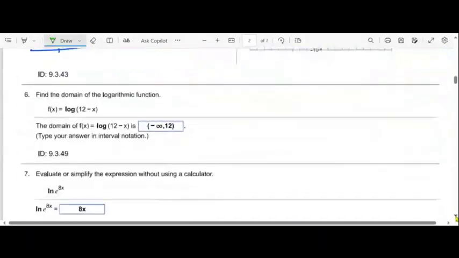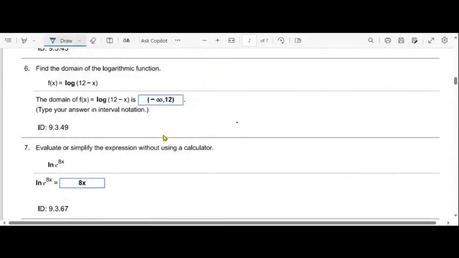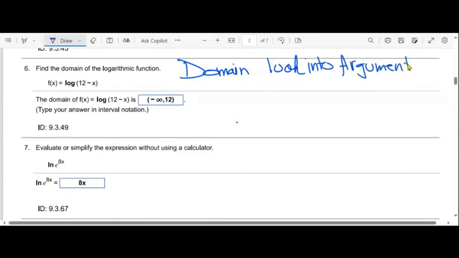Next one. Find the domain of the logarithmic function. To find the domain for a logarithmic function, you always look into the argument. Make the argument greater than what? 0. So what is the argument here? 12 minus x.